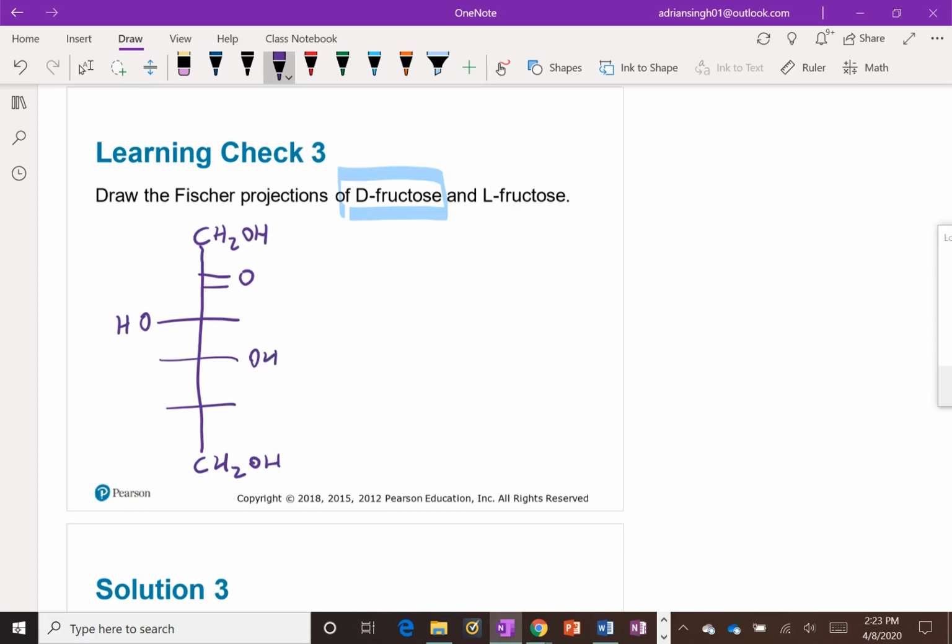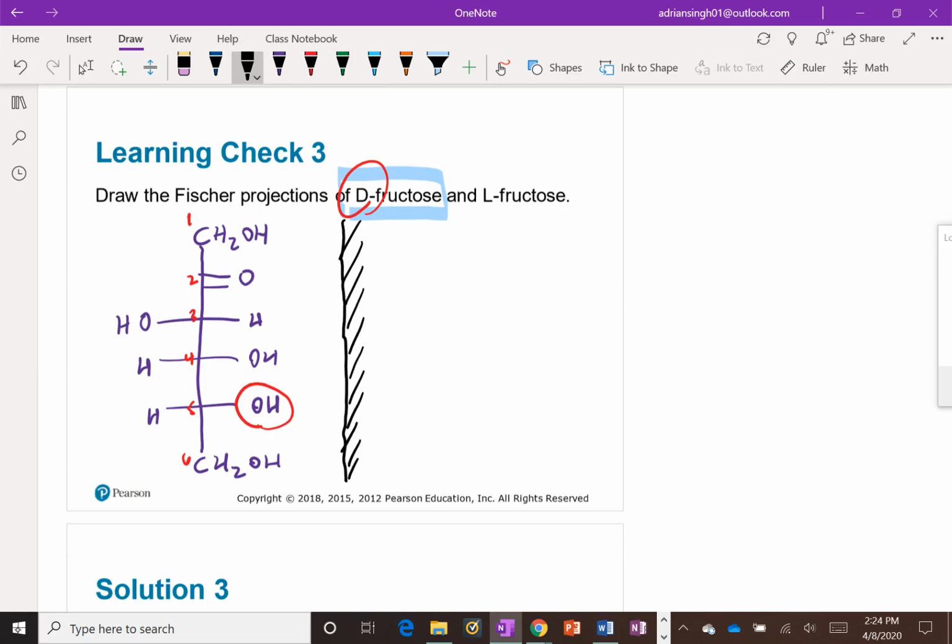We have our OHs. And then we can populate our H's, right? So there's carbon 1, there's a carbon here, 3, 4, 5, and 6. And this is the D isomer because our OH on the last chiral carbon is to the right. So how do you draw the L isomer from this? Well, you can just picture that you have a mirror right here. Okay, and we're just going to reflect what we see in that mirror.